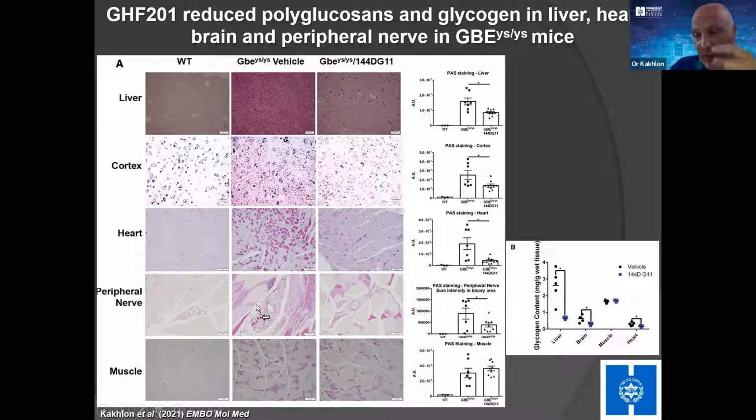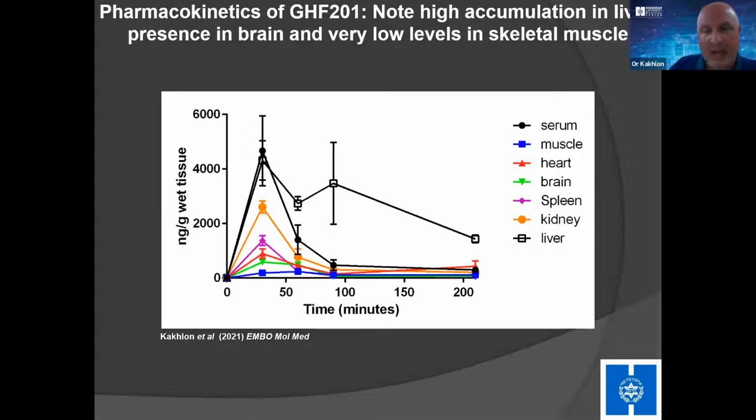Also, there was a reduction not only in polyglucosan, but also in total glycogen, which was determined chemically, but we didn't see an effect in the muscle. And this is related to the fact that GHF201 simply didn't accumulate in the muscle.